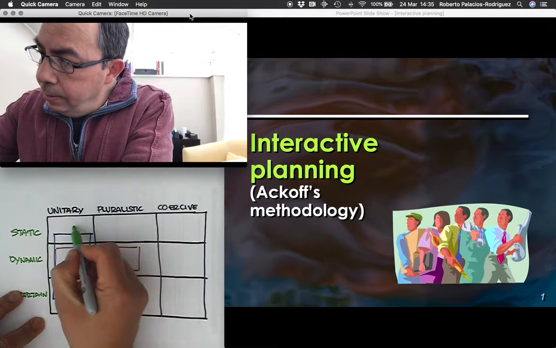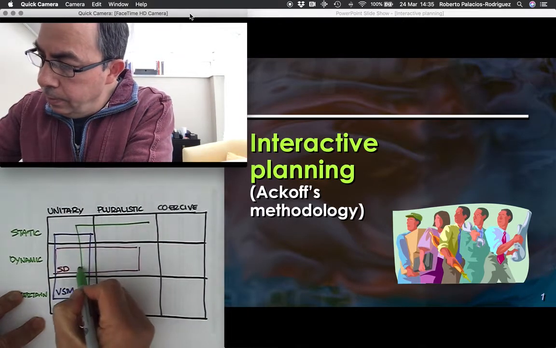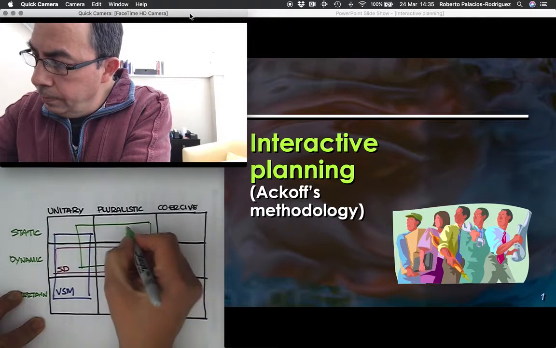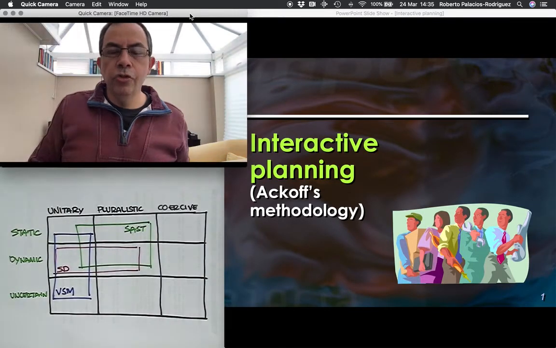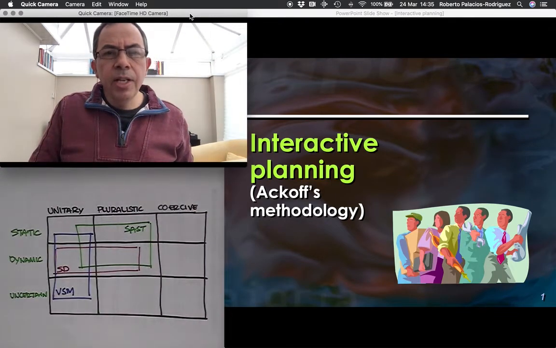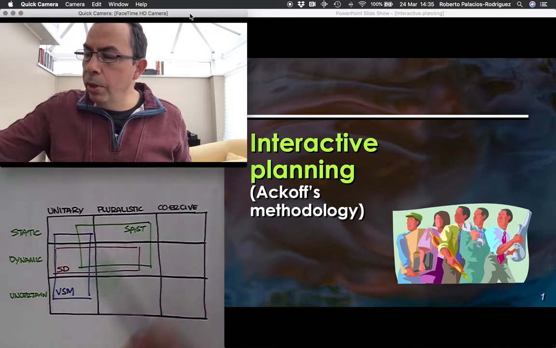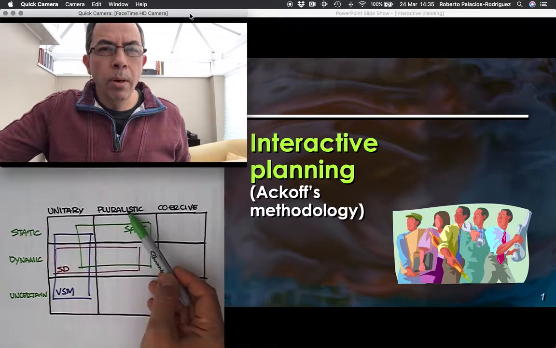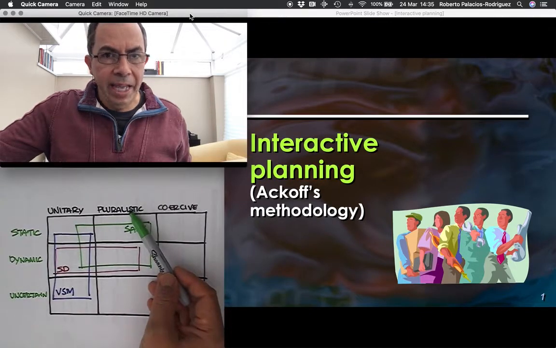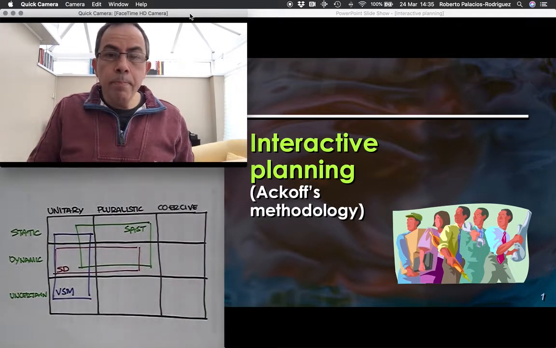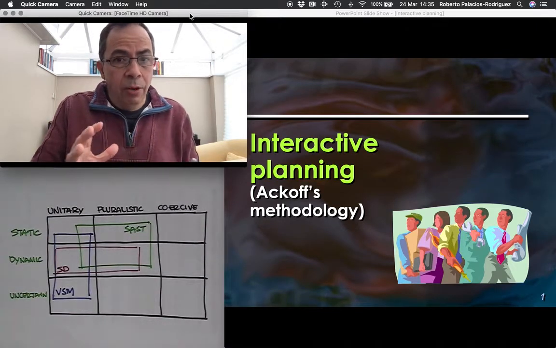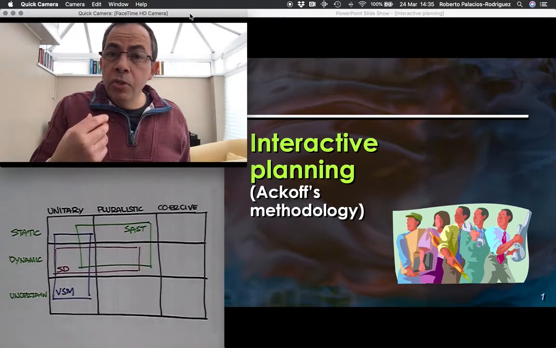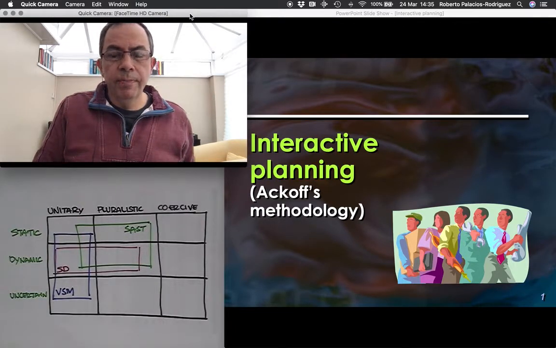And SAST, system assumptions surfacing and testing, is a really good strategy, particularly when you are dealing with a problem of pluralistic nature. Remember, under a pluralistic nature, we have different ideas of what to do and how to do it, but there is a possibility of reaching agreement.